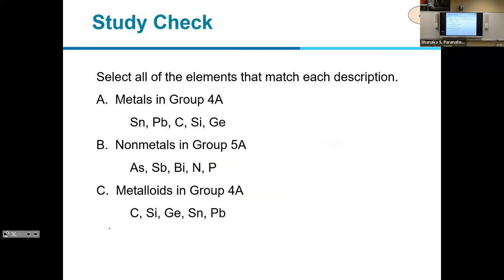So let's identify what the metals in group 4A are. Those elements should be the elements at the bottom of the group. So tin and lead are the metals in group 4A. Non-metals in group 5A should be on top of the group. Nitrogen and phosphorus are non-metals. And metalloids in group 4A are the middle elements. Silicon and germanium are metalloids in group 4A.